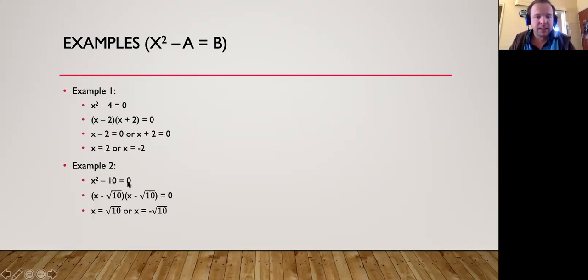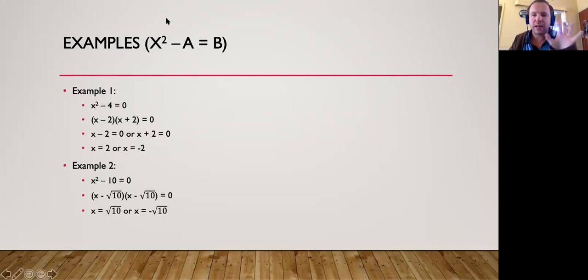x squared minus 10 is equal to 0. Now notice here, the square root of 10 is square root of 10. That's why I'm saying x minus square root of 10, x plus, sorry, I forgot, I have to change this to a plus. Plus square root of 10 is equal to 0. When you solve it, you'll get x is equal to square root of 10, or x is equal to minus square root of 10.